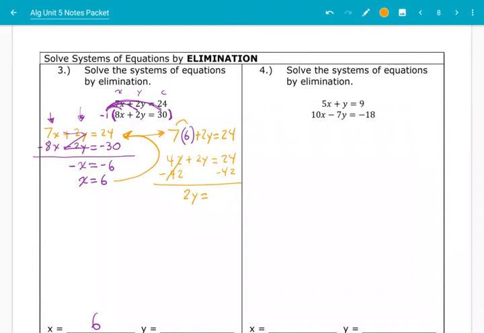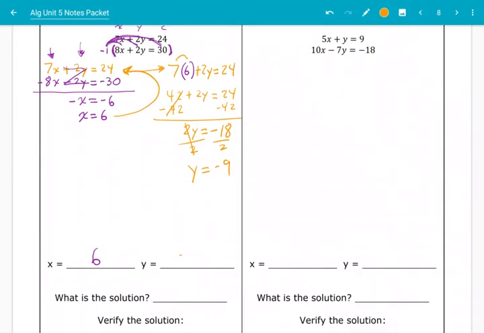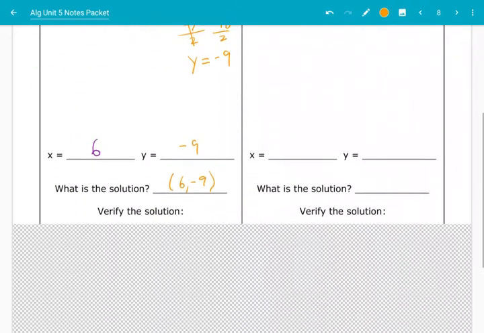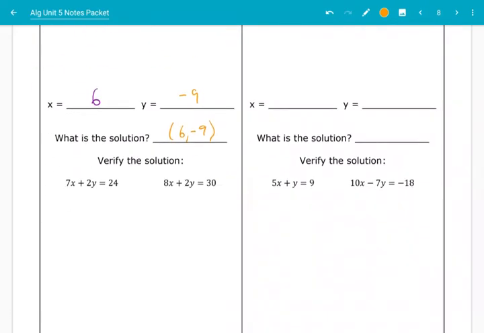24 minus 42 equals negative 18. Negative 18. Okay. Let's divide by that coefficient. So we have one single y. And that equals negative 9. So y is negative 9. So our solution is 6 comma negative 9. Let's plug it back in to verify. X is 6. And y is negative 9. All right, here we go.